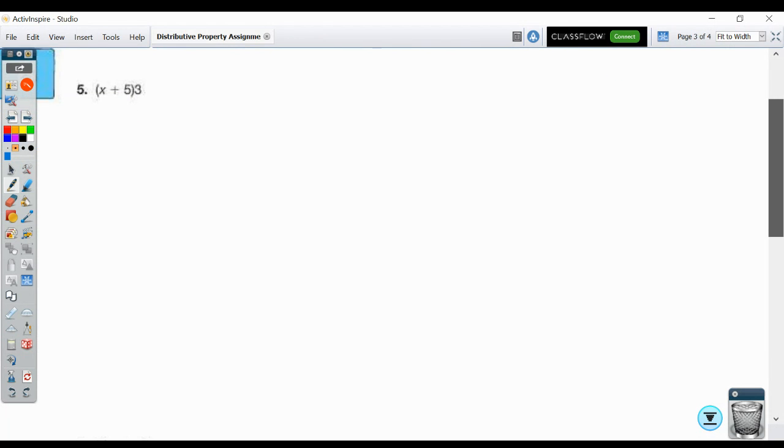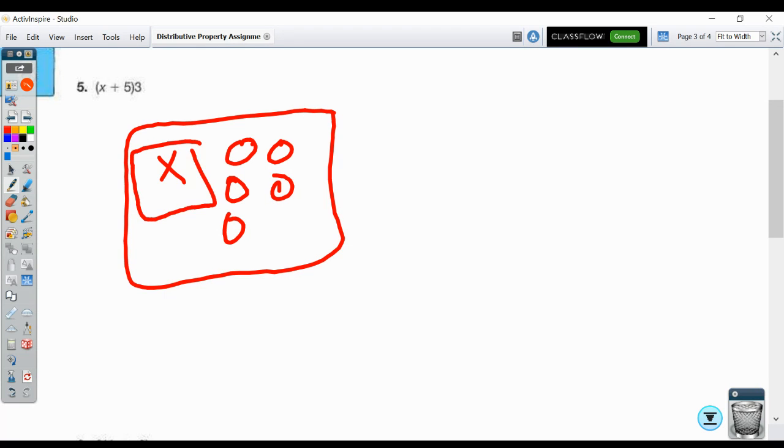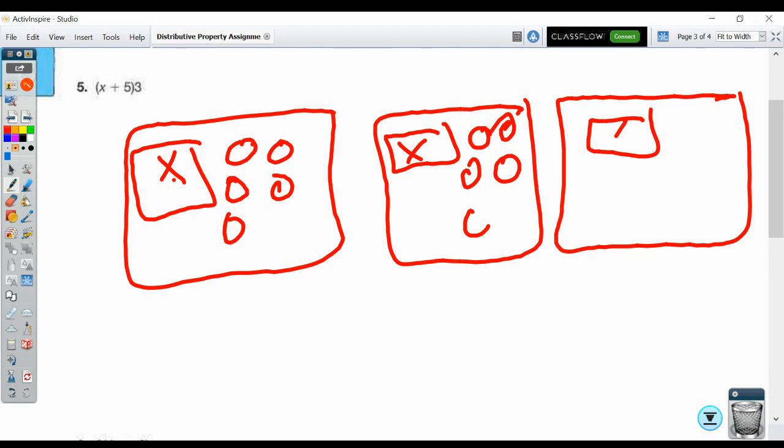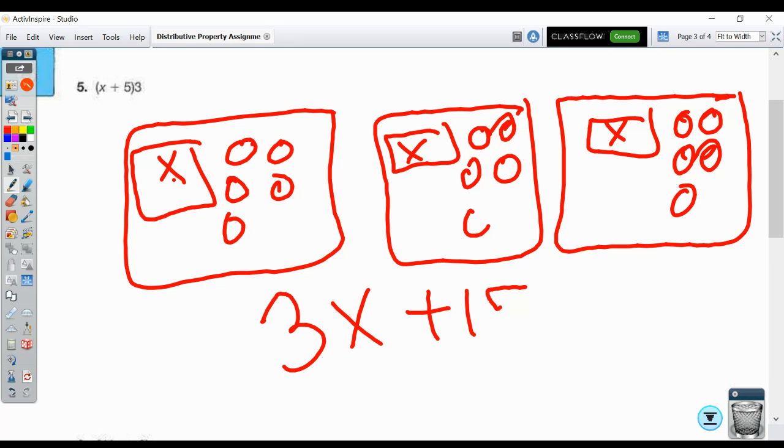Next problem says x plus 5 and 3. I'll do the picture method, a different picture method. So I had an x and then 5. Think about this as coins. And this is all in a box. So if you think about it as money, I've got like a box of coins and then some coins, and it's all together. And it says there's 3 of them. So I'm going to draw another one. X, coin, coin, coin, coin, coin, and then X, and 5 coins. So as I look at this, I end up with 3 X's and 15.